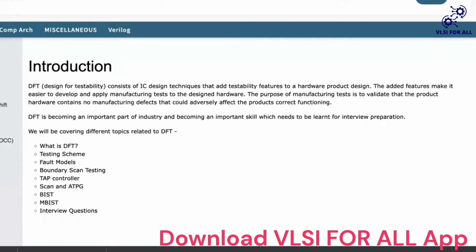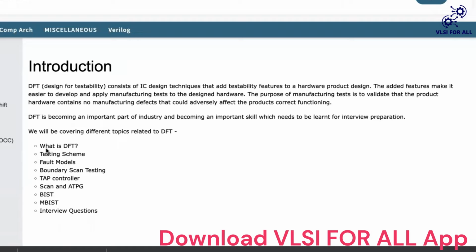So what we will be mostly covering in this course will be what DFT is, what the testing mechanisms and fault models are, what fault models there are and what a fault model actually is, boundary scan testing, TAP controller, ATPG and BIST and MBIST. Apart from this, we can add one or two more topics that I have in mind, like the 1687 architecture and OCC and EDT, that we will push somewhere in the middle. But broadly, you have to cover these topics in DFT.